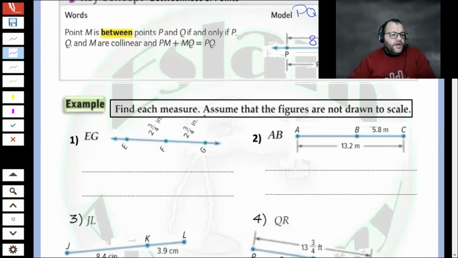So we need to find the measure of each of the following. By the way, the figure is not drawn to scale. Even for the SAT, you will find that the figure is not drawn to scale. It means the length which is written on the line segment or the sides is not correct. It's not the accurate length. So we need to find the length of EG. How can we find it?